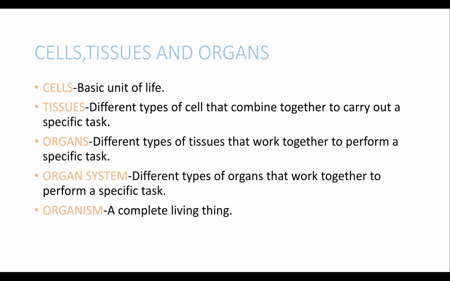Let's look at their definitions. Cells, it's the basic unit of life. Tissues, different types of cells that combine together to carry out a specific task. Organs, different types of tissues that work together to perform a specific task. Organ system, different types of organs that work together to perform a specific task. Also, organism, a complete living thing, which means it consists of many different kinds of cells, tissues, organs, organ system, and all of that.